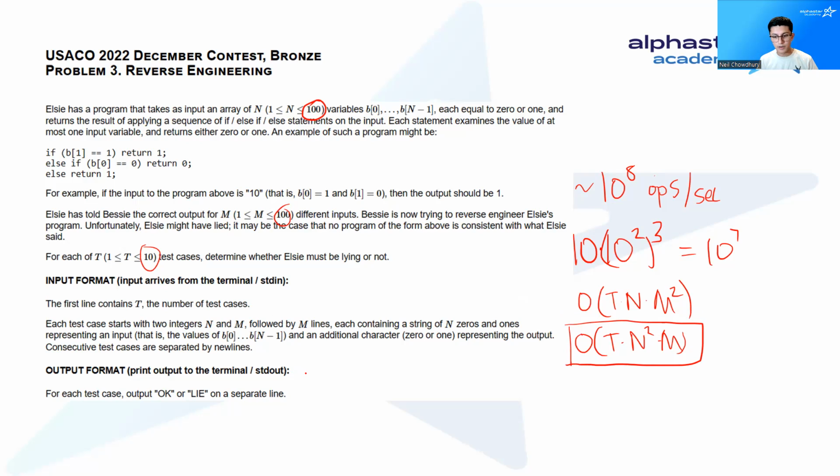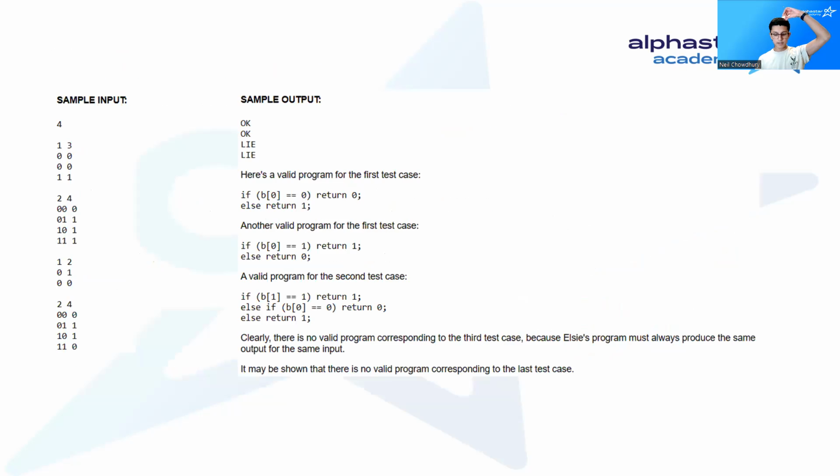Okay, so let's go back to the problem and see what it is. With the sample input, I think these are all fairly self-explanatory, so I won't go into them too much. The idea is that for each test case, we first are given t, and then for each of the t test cases, we're given n followed by m. So this is n and this is m. And then we're given the strings.